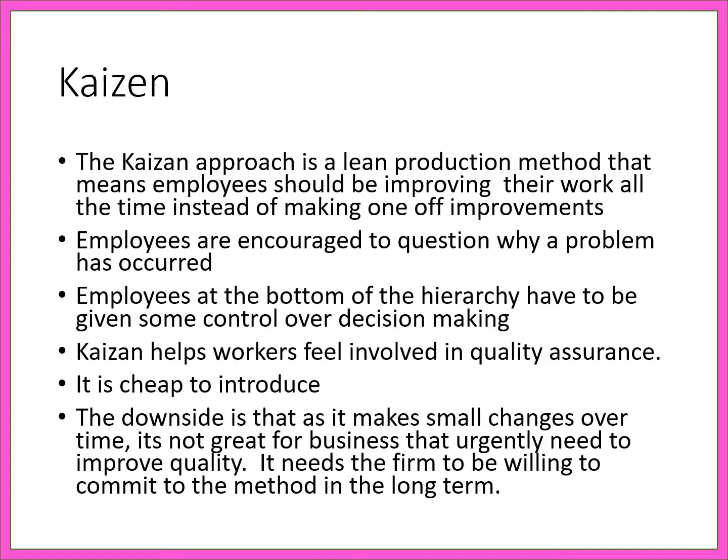And then the next one is Kaizen. Now, this you'll hear a few times. The Kaizen approach basically is a lean production method that means employees should be improving their work at all times instead of making one-off improvements. So think about lean production, one of our previous videos. Then Kaizen actually links to that.